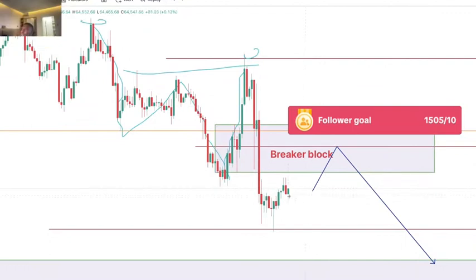I'm waiting for my price to tap in at this breaker block on Bitcoin before we move down to around 63,000 for today. So this is my ranging trade for today. Just take a shot around 65,000 down to 63,000. So this is for Bitcoin and gold.